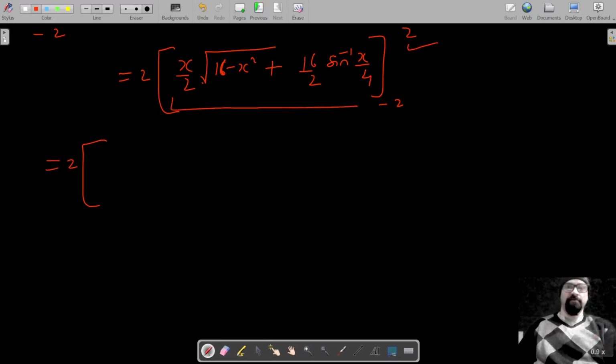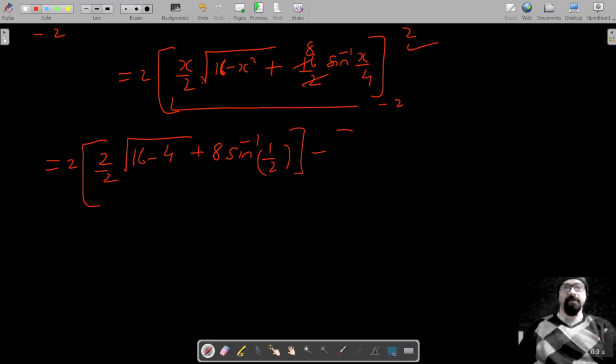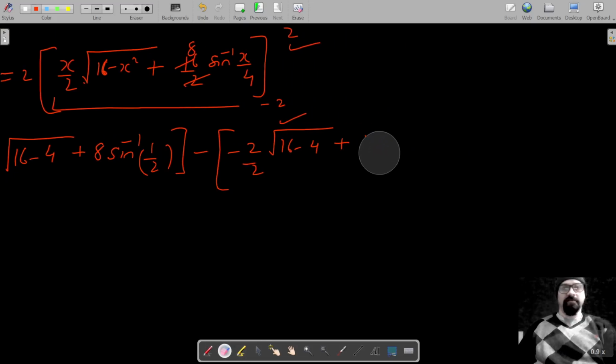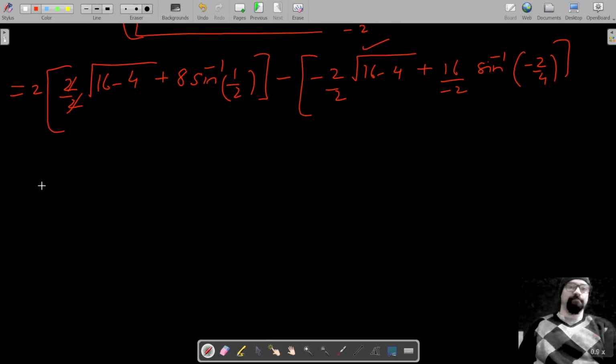Let's evaluate this expression for the upper limit. So this is 2 by 2 under root 16 minus 2 square is 4, plus this is 8 sine inverse 2 by 4 is half, minus, for the lower limit, -2 by 2 under root 16 minus 4 plus 16 by 2 sine inverse -2 by 4. And this all has to be multiplied by 2.